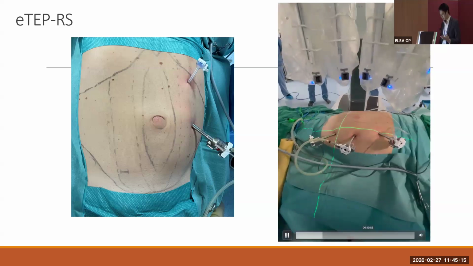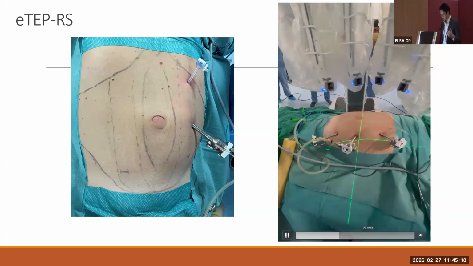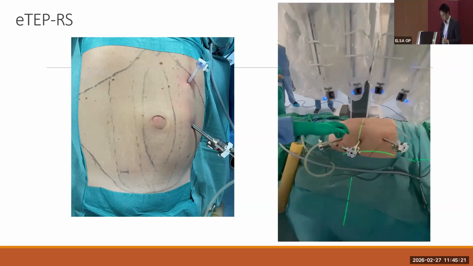This just shows part of the docking of the robot. See the green color crosshair. Okay, I don't think we need to.